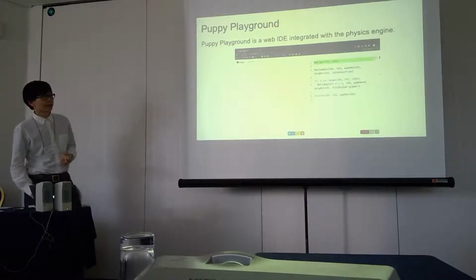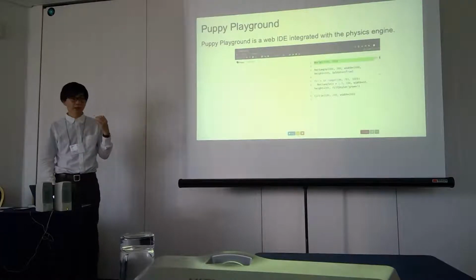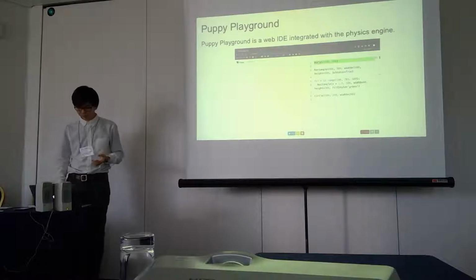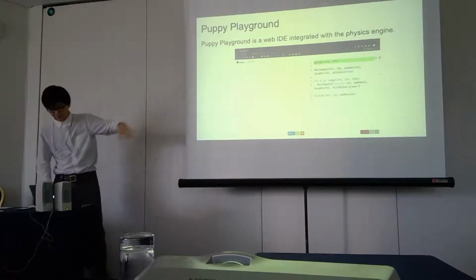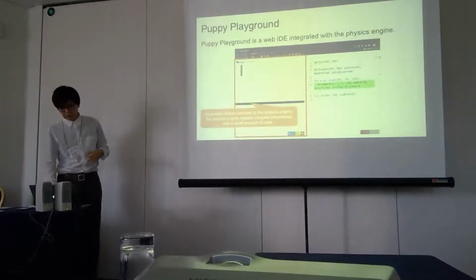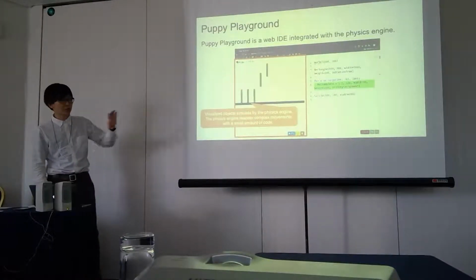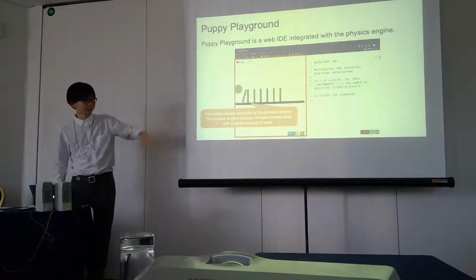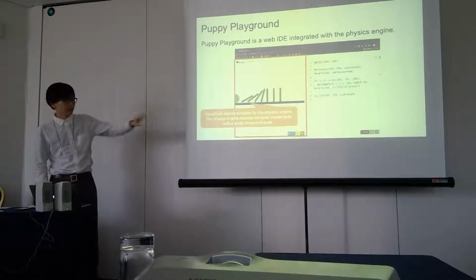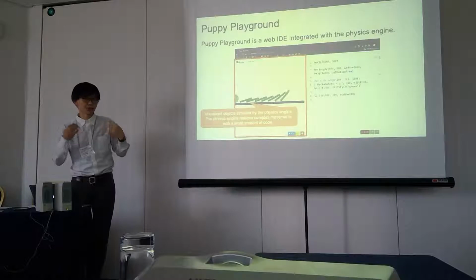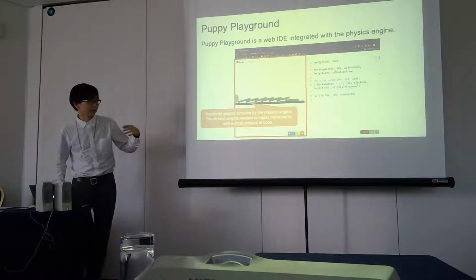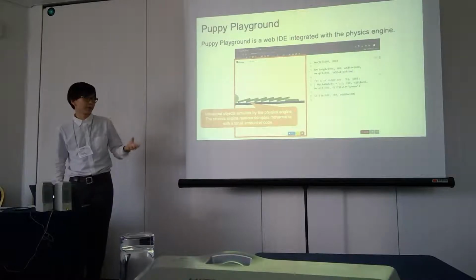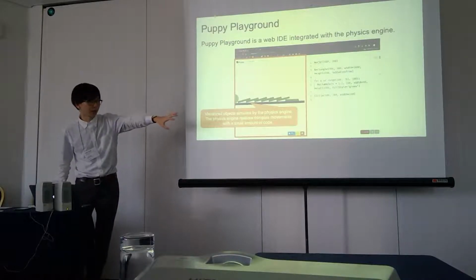Puppy Playground is a web IDE integrated with the physics engine. You write the program on the left-hand side. If you run the program, you see the visualized result of the program, with visualized objects created by the physics engine. And the physics engine realizes complex movements with a small amount of code.